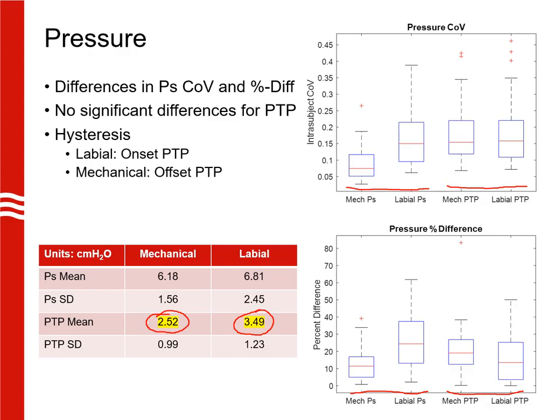We believe that this difference is explained due to the hysteresis effect of the vocal folds. The labial method measures phonation onset, whereas mechanical methods measure phonation offset. Given this, it makes sense that we would find that mechanical PTP is significantly lower than labial PTP.